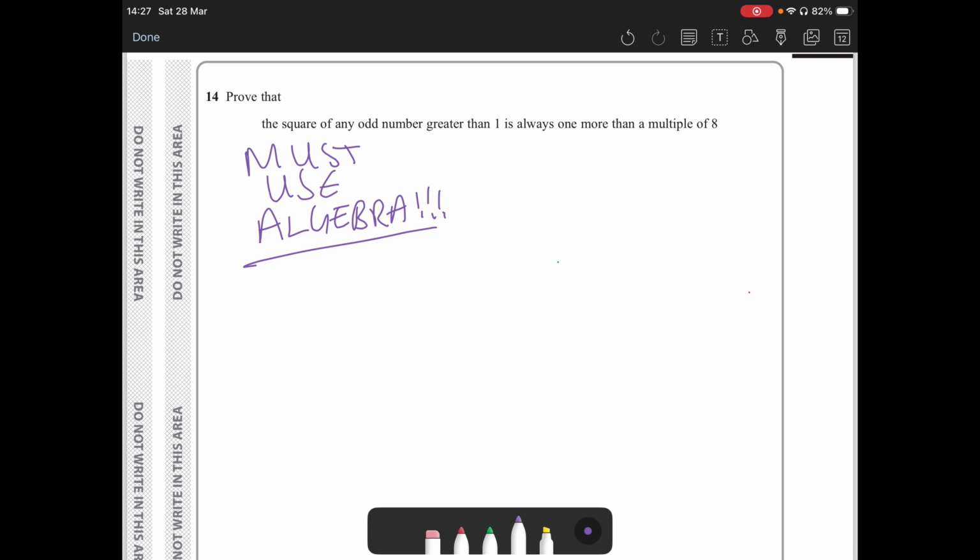So if we're going to use algebra, let's think about how we can represent all odd numbers. Well, the generalized way of writing even numbers is 2n, right? Because even numbers are numbers in the 2 times tables. So odd numbers are 2n plus 1. Yeah? So you will get 1 mark for just saying and generalizing that all odd numbers can be written as 2 times a number plus 1, right? This is the family of all odd numbers.